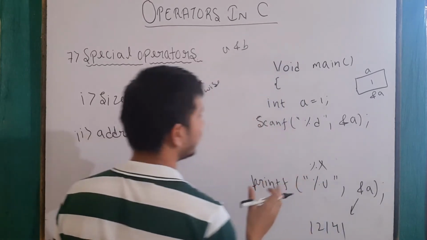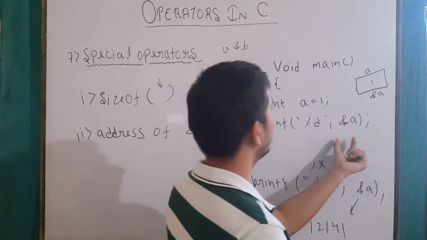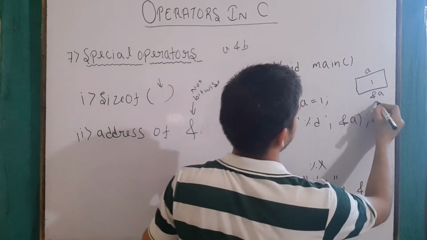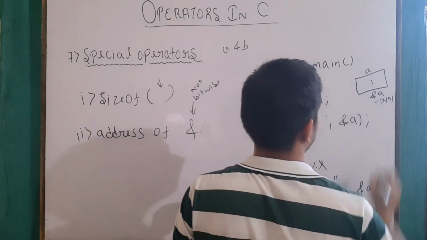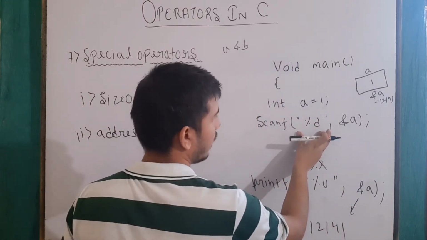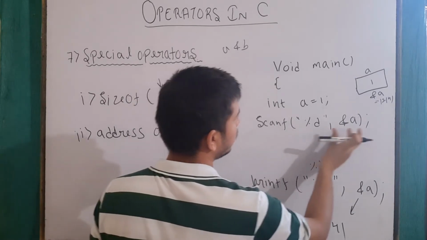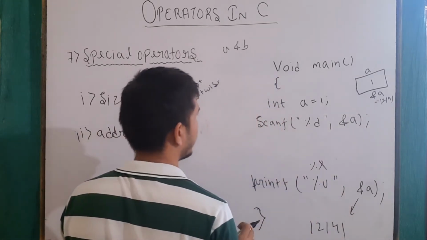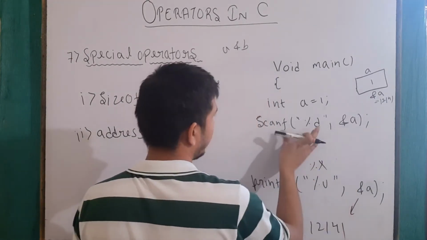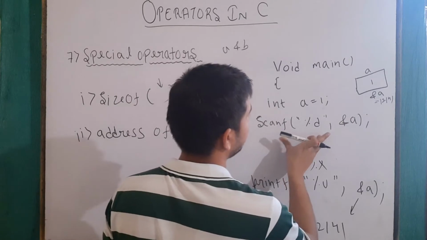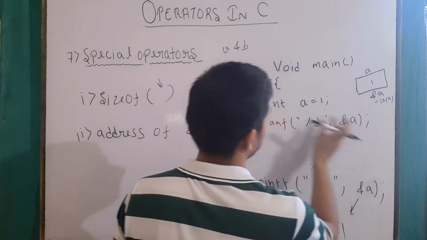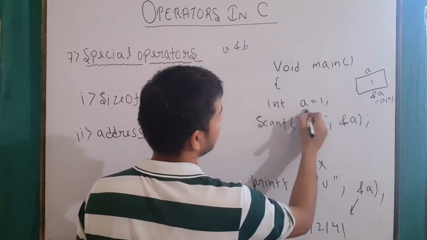Okay, why do we take the & (ampersand) with a here? Because &a means the memory location, let's say the memory location is 12141. So &a is telling that whatever input I am giving should be stored in this memory location. The use is the same: &a tells the memory location. Here in scanf, it is instructing that whatever I give as input should be stored in its address, in the variable's address.